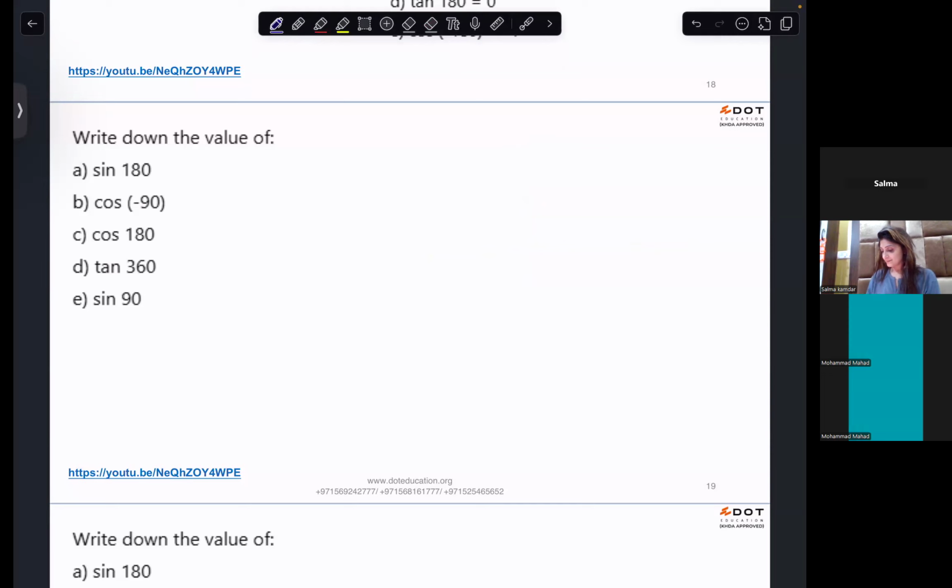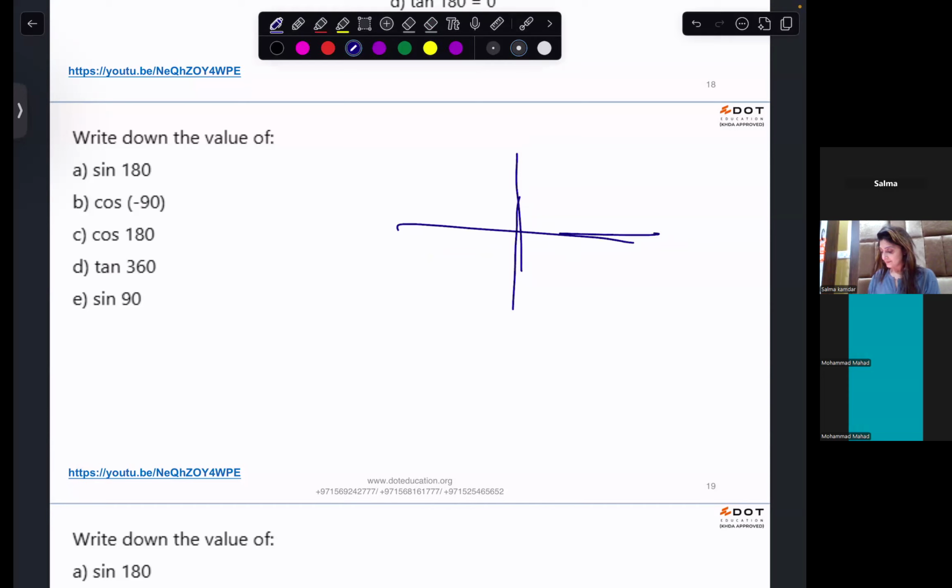You'll draw a circle with 4 quadrants. Then you'll write 0, 90, 180, 270, and 360. And then we can label the coordinates there as well. So for 0, it's going to be 0, 1, I mean 1, 0.